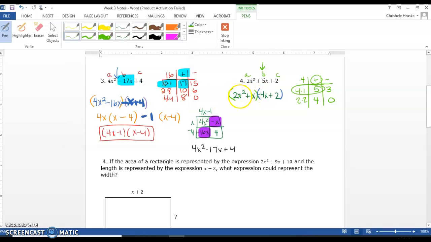the GCF between 2x squared and x is just going to be x. I'm left with 2x plus 1. So think about reverse distributive property. Or think about distributive property. That can check your answer. X times 2x is 2x squared. X times 1 is x.